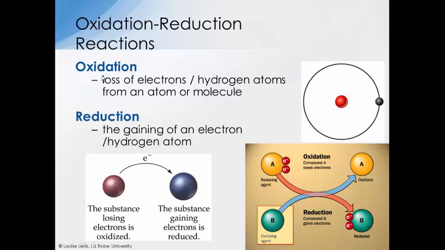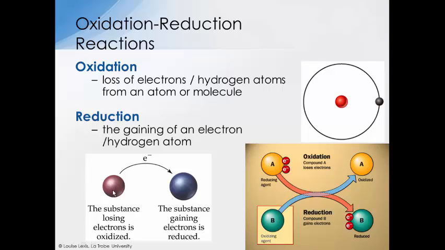Oxidation. Oxidation refers to the loss of electrons or hydrogen atoms. Remember, because the hydrogen atom is such a simple atom, if a hydrogen atom is removed from a substance, for example, removed from glucose, we would say that that glucose has become oxidized because it's lost a hydrogen. Reduction is the opposite, and that is when a molecule gains a hydrogen atom or an electron.